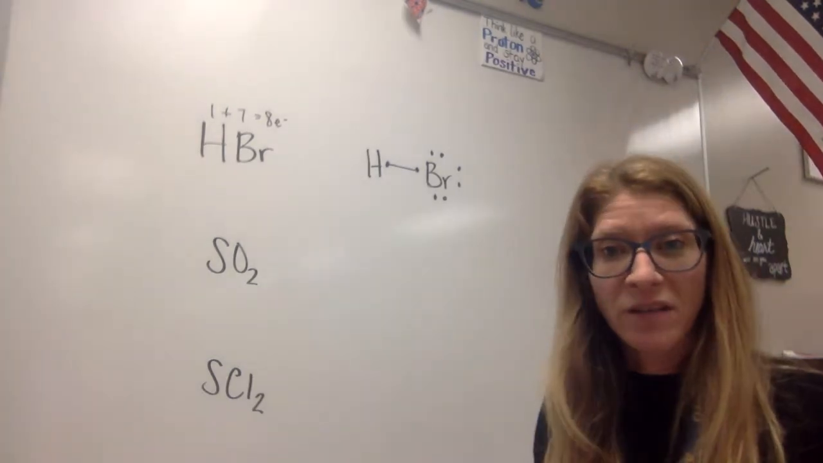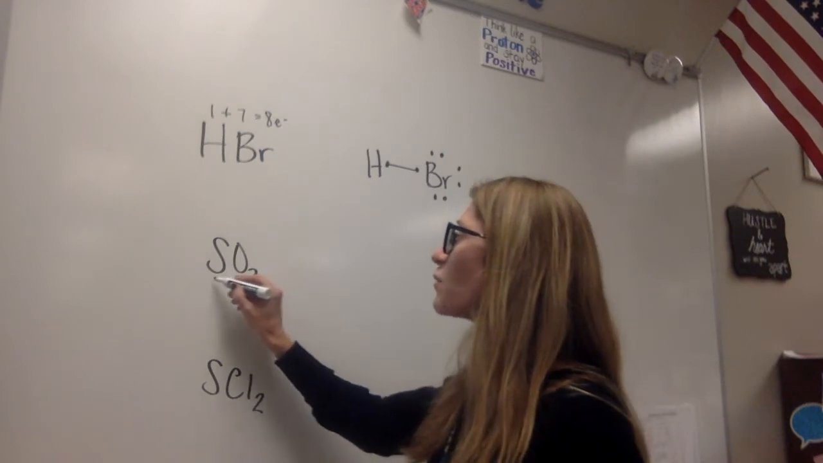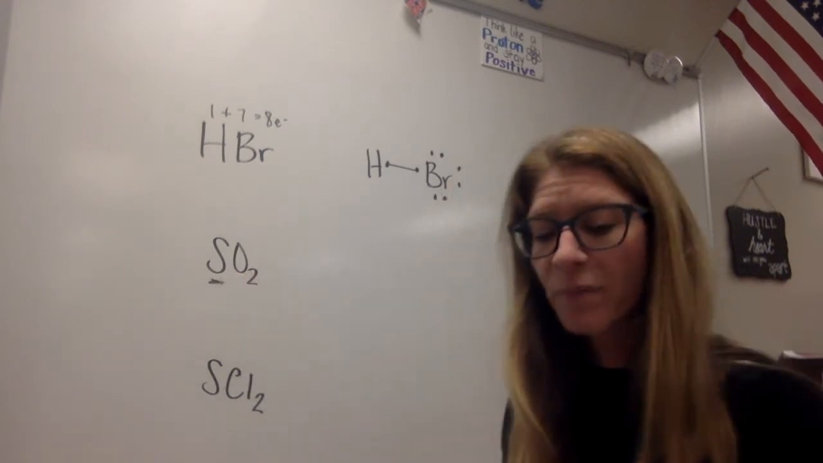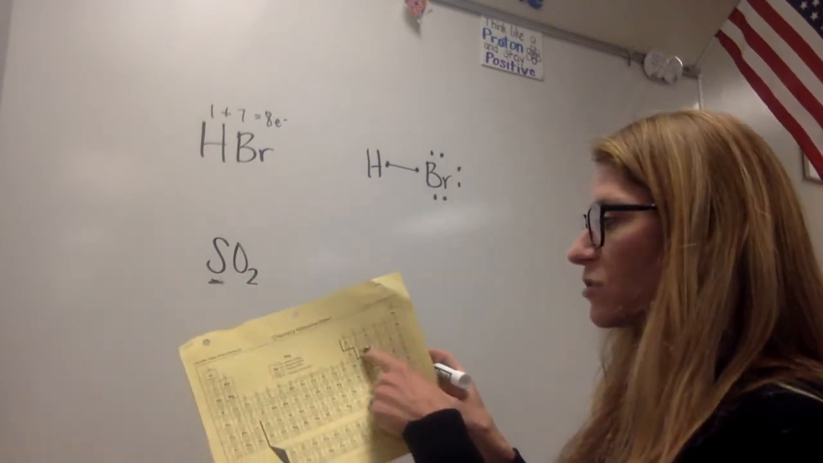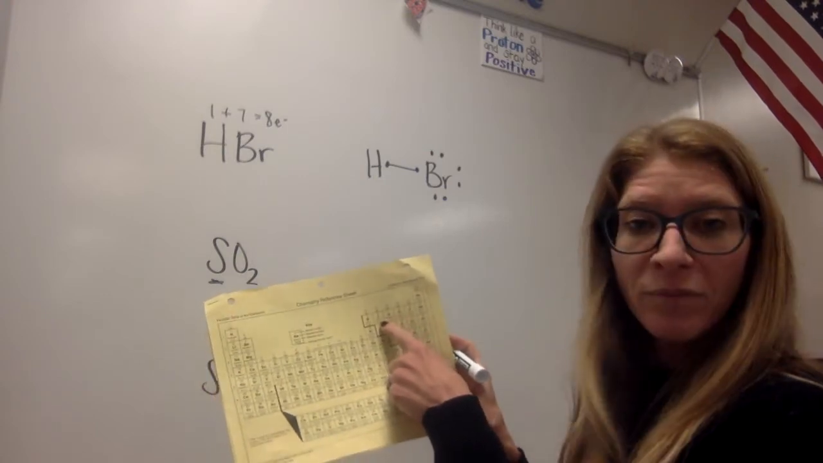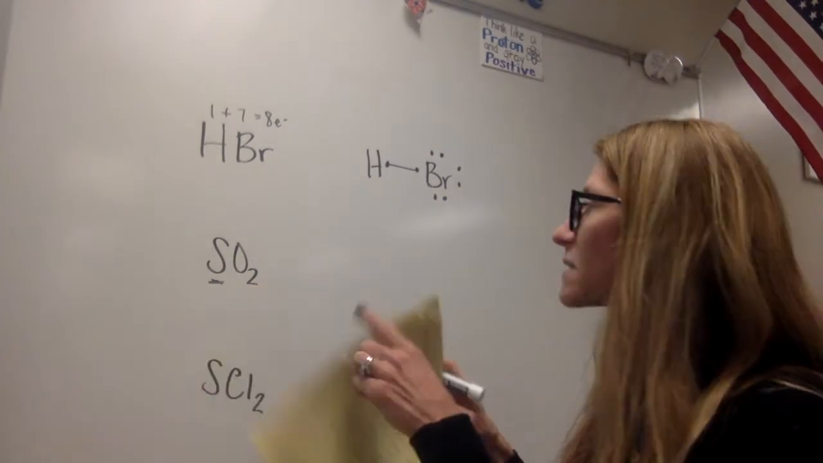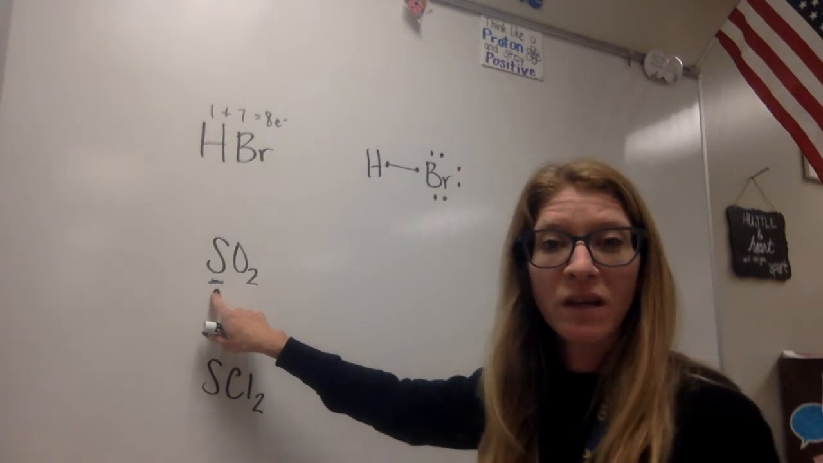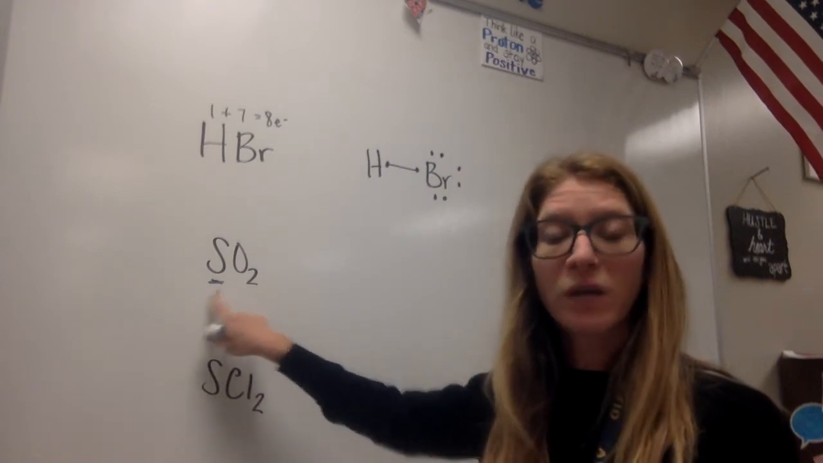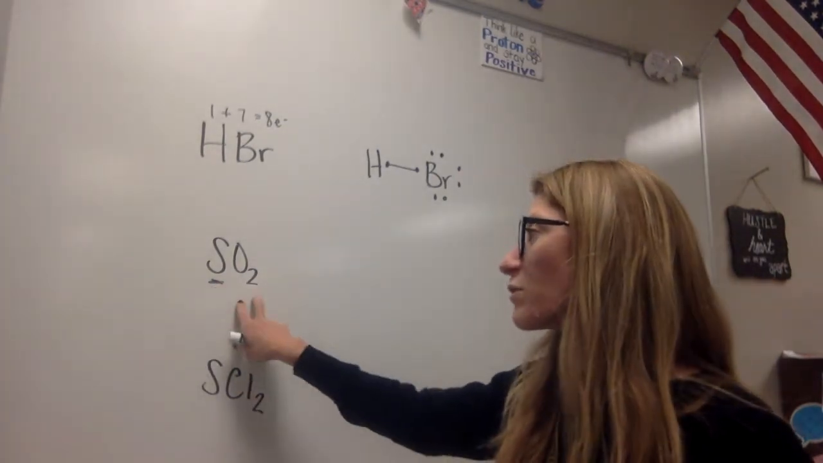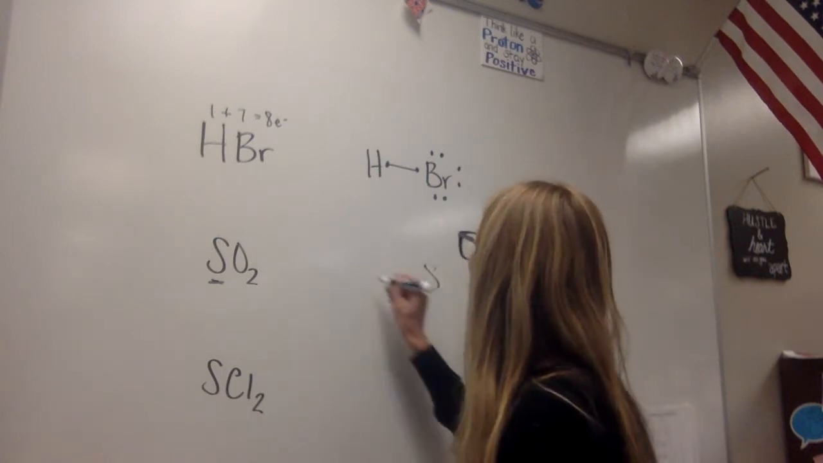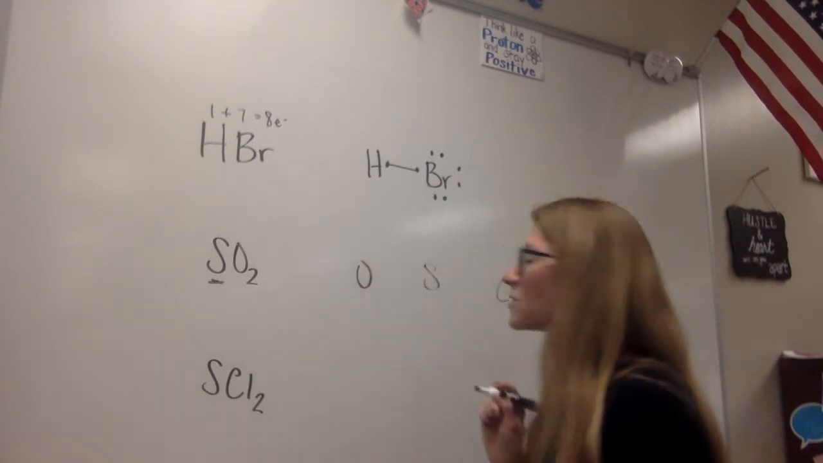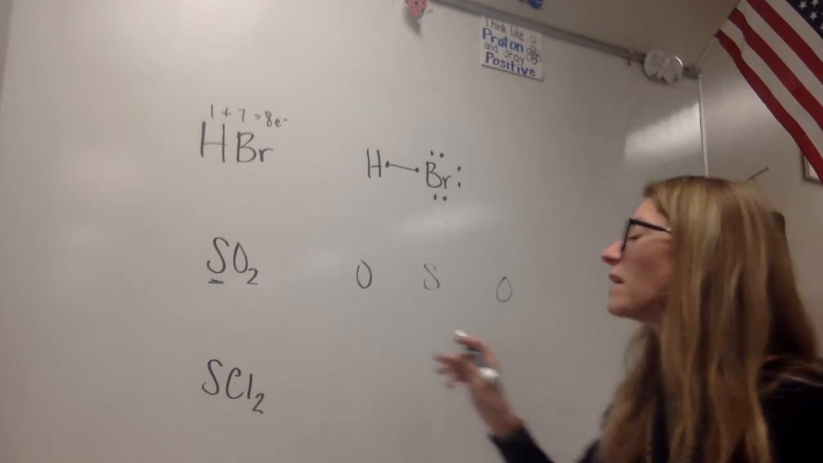All right, next example, SO2. Sulfur is going to be my central atom. The central atom, again, is usually in either group 4, 5, or 6, or it's going to be usually the element that has fewer numbers of atoms. So here we have 1 sulfur, 2 oxygens. So sulfur will go in the middle, the 2 oxygens will go on each side.